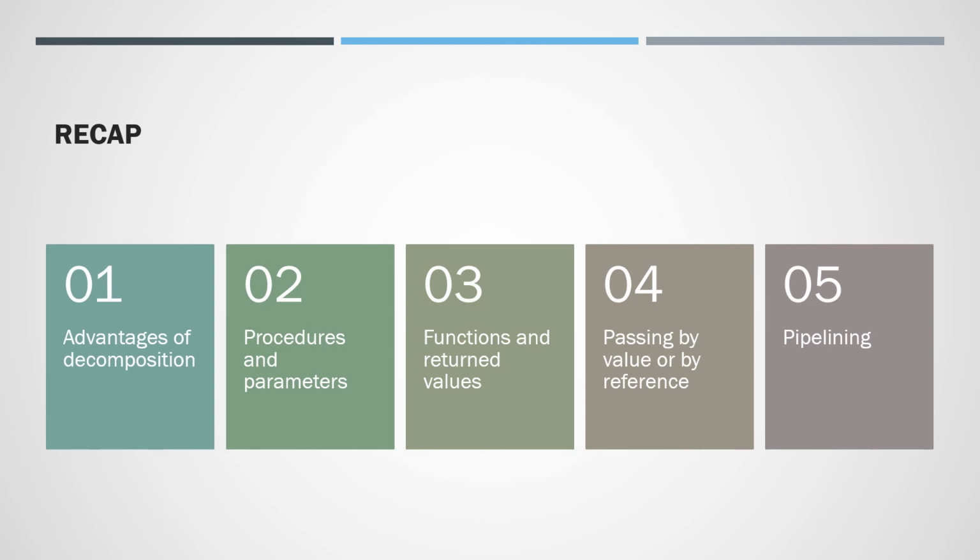So to recap, we've looked at the advantages of decomposition, we've looked at procedures and parameters, we've looked at functions and return values, and we've seen the difference between passing by value or by reference. And we've also learnt a new term, pipelining. Make sure you've got notes on all of these ideas.